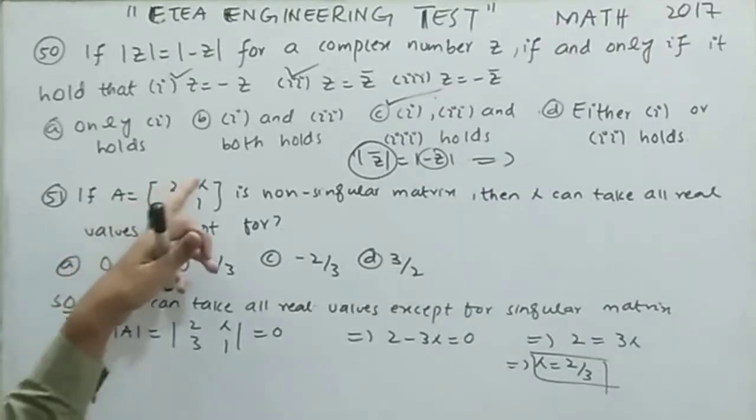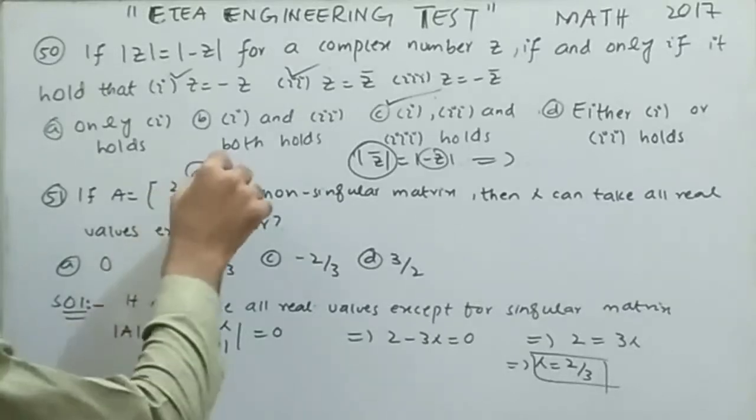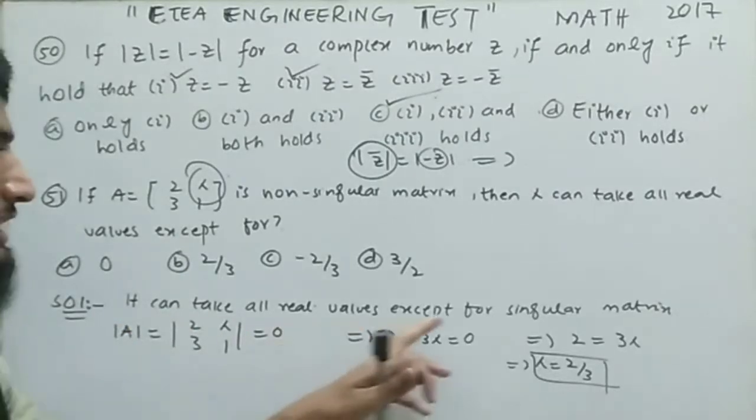If A is the matrix [2 lambda; 3 1], it is a non-singular matrix. Then lambda can take all the real values except for what? Remember, if this is a non-singular matrix, lambda can take all the real values, positive or negative, except those values at which this matrix becomes singular.